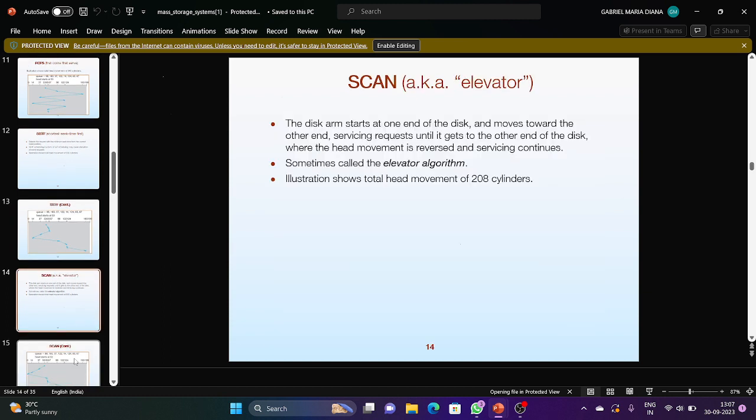Next we'll learn about SCAN, also known as the elevator algorithm. Here the disk arm starts at one end of the disk and moves towards the other end, servicing requests until it gets to the other end of the disk, where the head movement is reversed and servicing continues. Here the illustration shows a total head movement of 208 cylinders. Now let us see how SCAN works out.